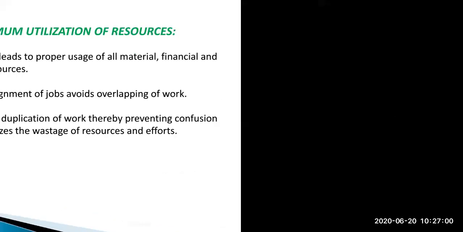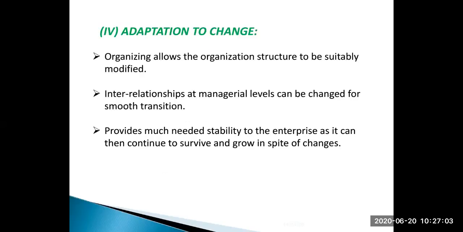The next importance is adaptation to change. Organizing allows the organization structure to be suitably modified. That is, when there is an interrelationship at all the managerial levels, be it top management, middle, or lower, and when there is proper organizing in the company, it would lead to smooth transition between all the levels of management. It would also provide stability in the organization, which would lead to good, stable, or sustainable growth.